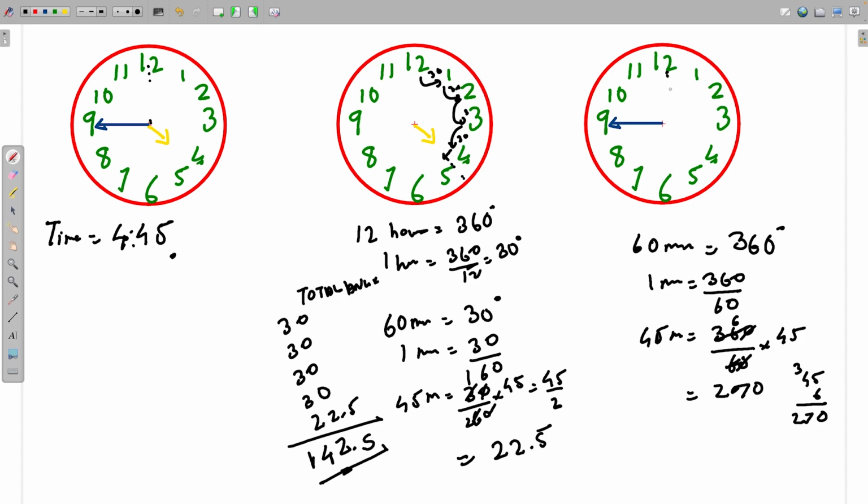What it means is the total angle from 12 o'clock all the way to the minute hand is 270, and the angle to the hour hand is 142.5. Now this particular angle, which we need to find out, is called x. X is the entire angle covered by the minute hand minus the entire angle covered by the hour hand, which is 270 minus 142.5.